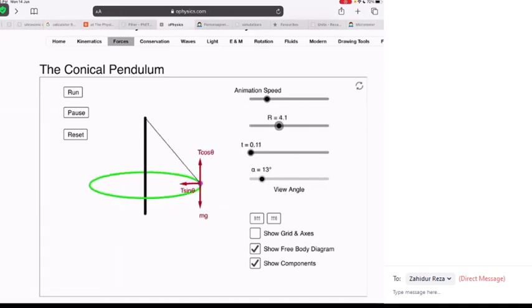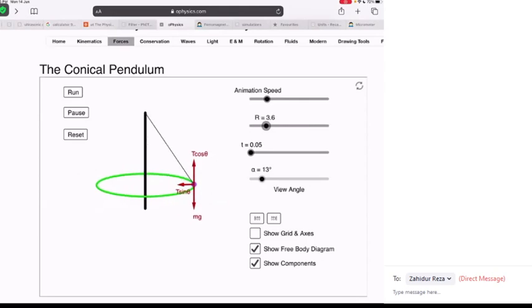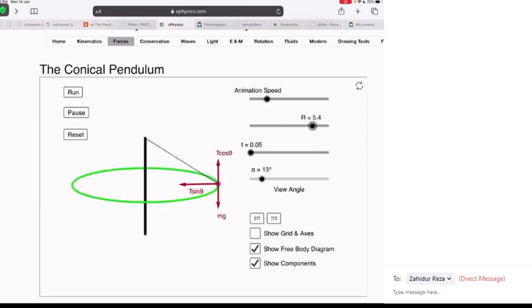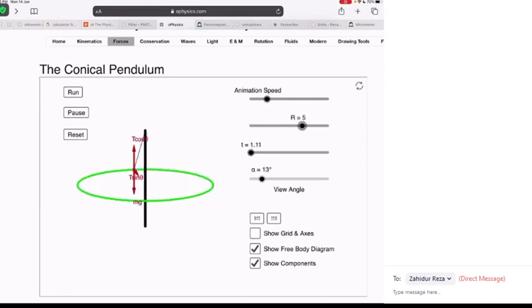See, the question doesn't have anything to do with mass. The simulation has nothing to do with the mass. It's the length and the radius and the angle that matters. See, I'm varying the angle. So because I'm varying the angle, the whole motion is changing.